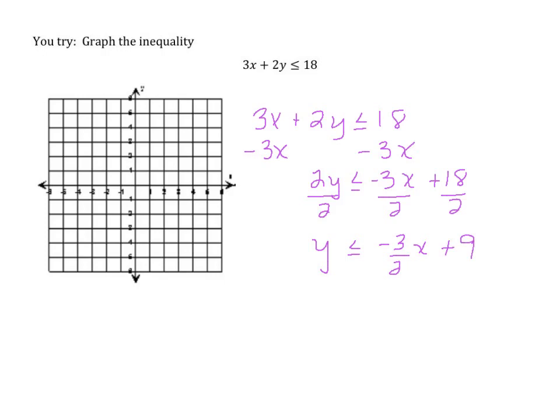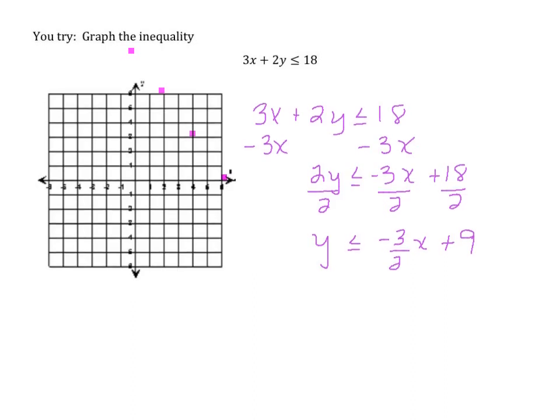So we want to start at positive 9. 1, 2, 3, 4, 5, 6, 7, 8, about here. And then to get to the next point, we'll drop 3 units and go over 2. And we have a less than or equal to sign, so our graph will be a solid line. And we want to shade less than, so we want to shade below our line.